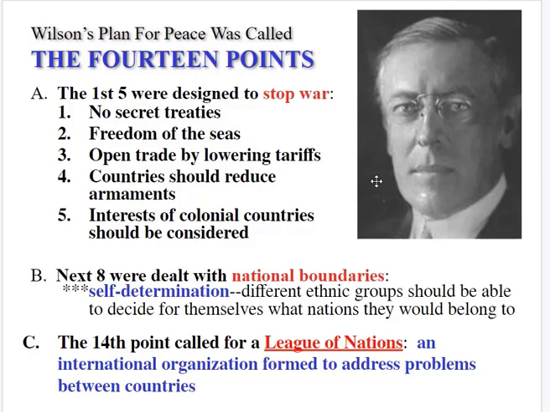The fifth goal was trying to adjust the colonial aims and claims with fairness towards the people. So, right, trying to really figure out what the world is going to look like now after our discussion of imperialism. Points 6 through 13 were kind of specific suggestions for changing borders, creating new nations. And the big idea behind this piece is what Wilson calls self-determination. So self-determination is the term we use. It basically means allowing people to decide for themselves under what government they actually want to live.